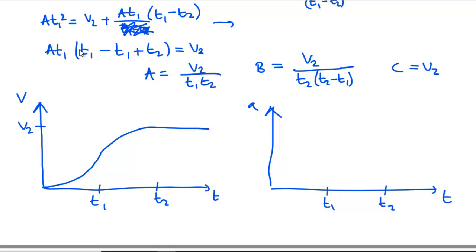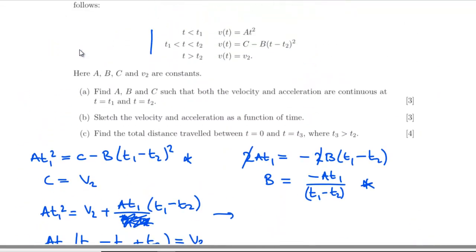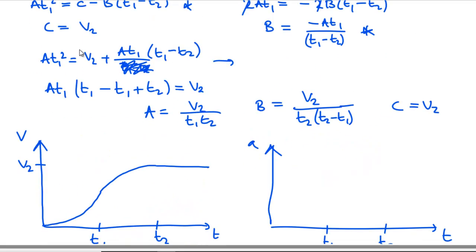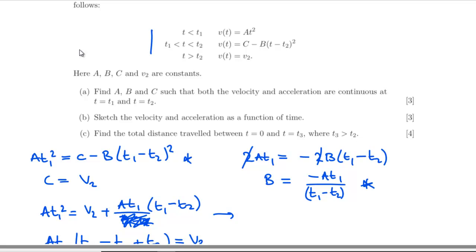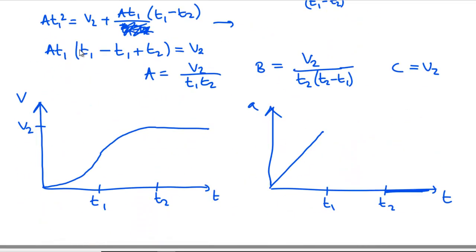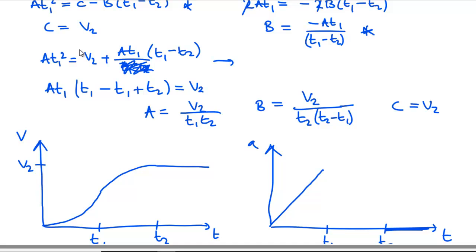And then for the acceleration, what did we have? The acceleration for the last bit is just 0. For the first bit it's 2at, so we've got a straight line going up here. Then it goes along 0 there. And then the acceleration is minus 2b times (t minus t2), so it's a negative straight line. And it's continuous. We know these things have to be continuous, so if it's a negative straight line, everything's continuous. It has to join up the ends of the other points.